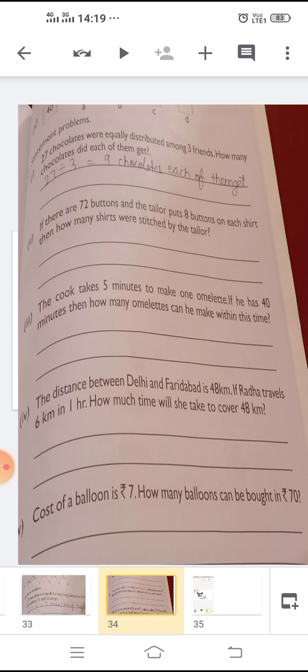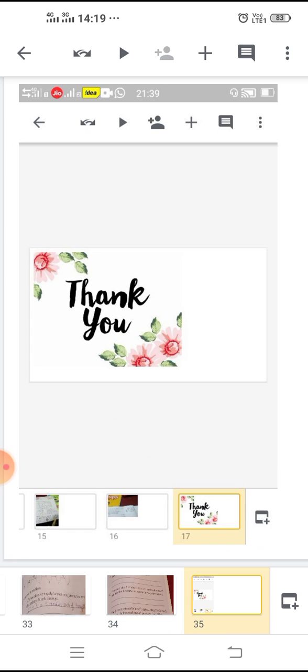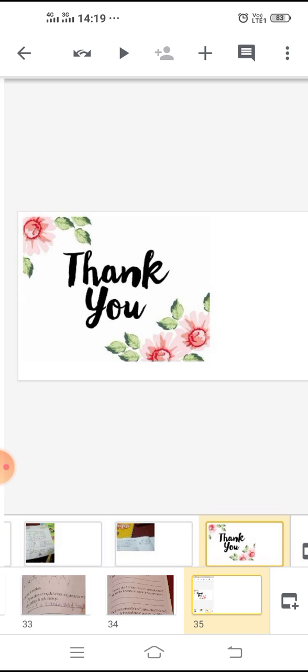Okay children. So the workbook portion of chapter 12 we have done. You will do it very neatly in your workbook with date.